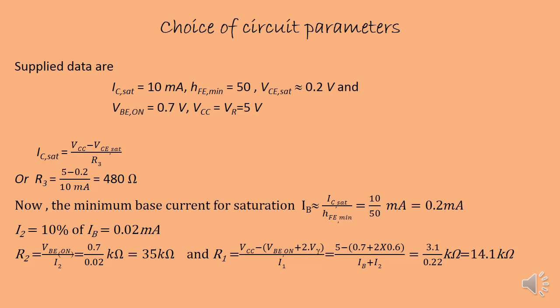Commercially available carbon resistors are 470 ohm, which is nearly equal to 480 ohm, 15 kilo ohm, which is nearly equal to 14.1 kilo ohm, and 33 kilo ohm, which is nearly equal to 35 kilo ohm. So by using 470 ohm, 15 kilo ohm and 33 kilo ohm, we can easily design a NAND gate circuit using discrete circuit components. So next slide पे चलते हैं.